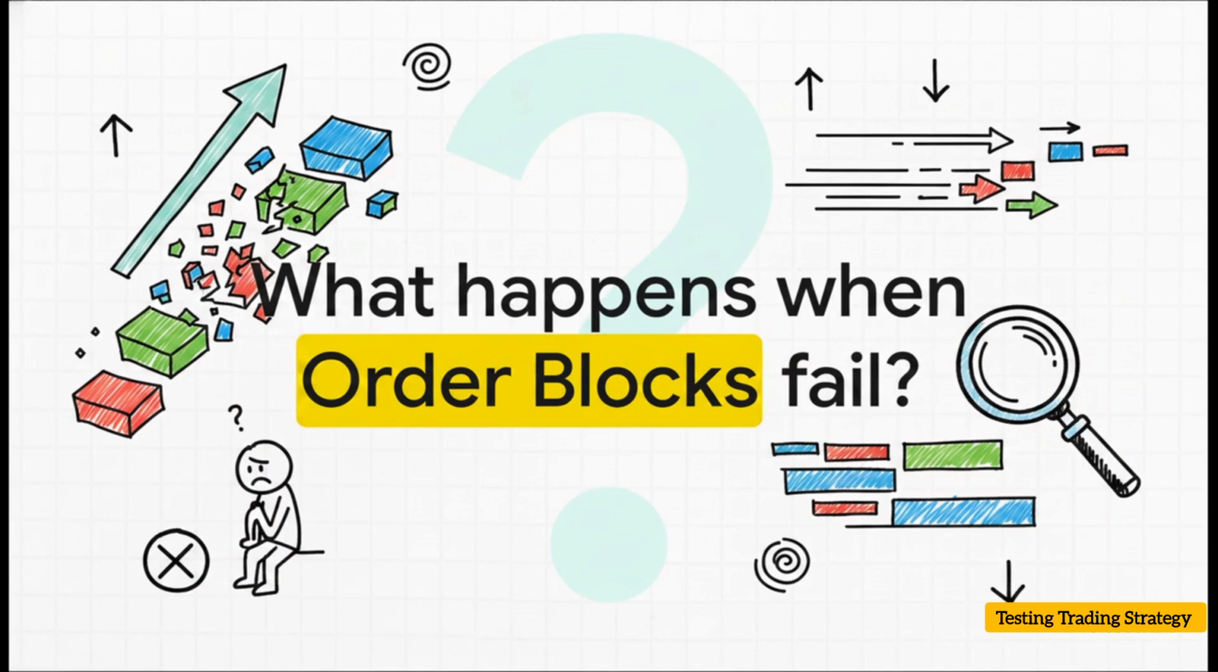Look, we've literally all been there, right? You do your homework, you map your structure, and you find that absolutely picture-perfect smart money zone. You set your trade, and then, bam, price blasts right through it, leaving you stopped out and, frankly, completely confused.